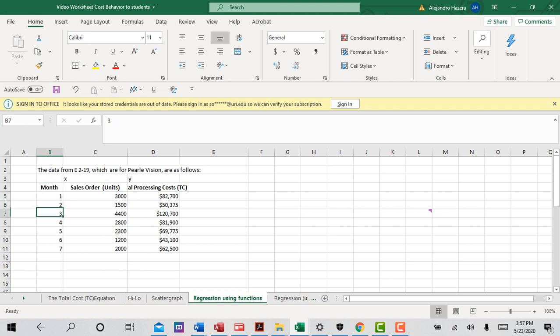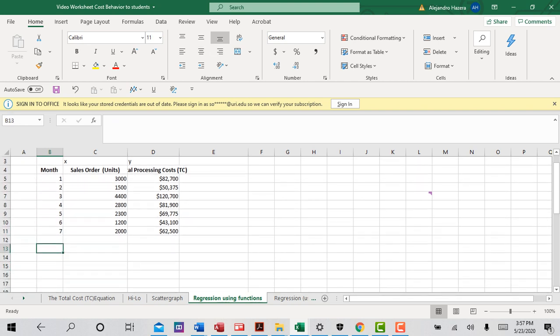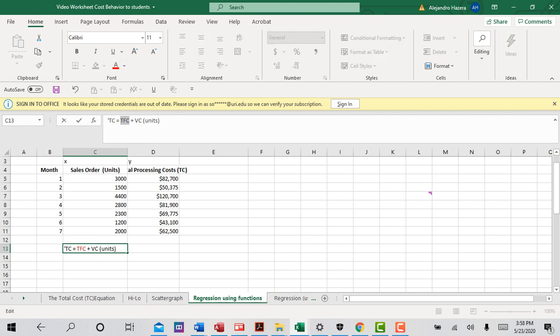Keep in mind what we're trying to do here. We're trying to come up with a line that looks like total cost is equal to total fixed cost plus variable cost per unit times the number of units produced, sold, whatever. And we're trying to fill in two variables: total fixed cost, and the variable cost per unit. Once you have those two variables, you have the answer.